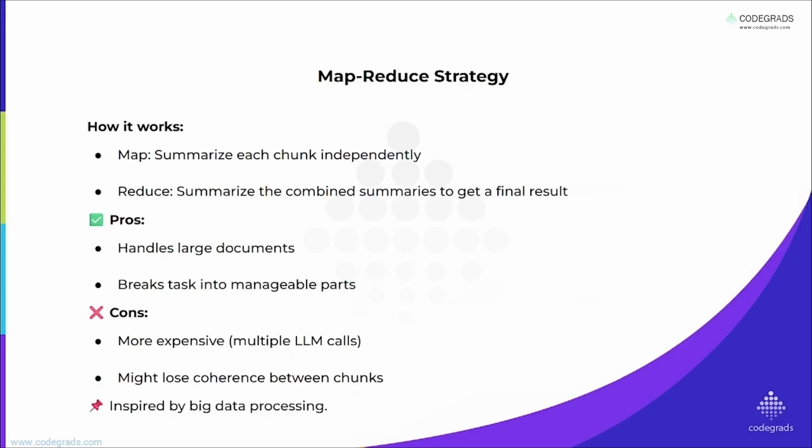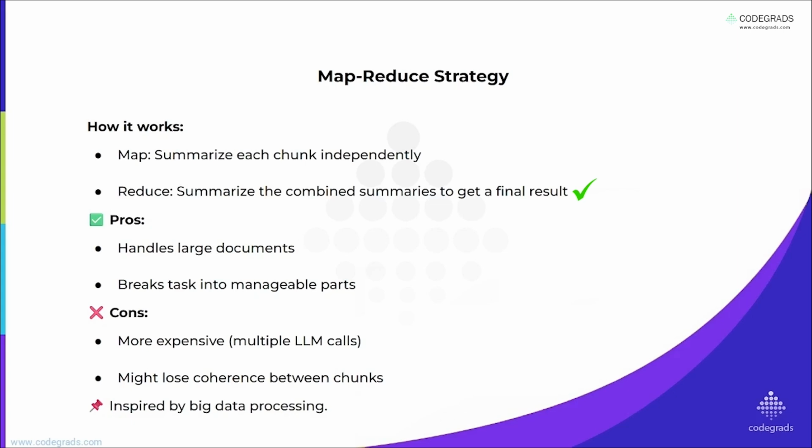Next one is the map reduce strategy. In its working, map means summarizing each chunk independently. For example, we have created 5 chunks and we'll summarize each chunk separately. After summarizing each chunk, the answer produced from each chunk will be passed again to the LLM to reduce the combined summaries to get a final result. And that is the map reduce strategy.